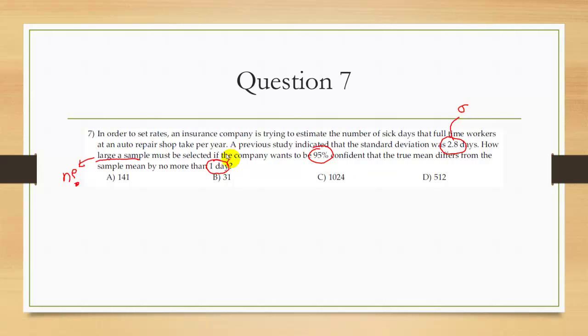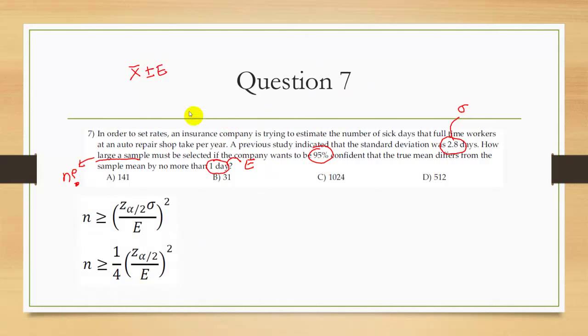All right, so remember when you do your calculation for a confidence interval, it's X bar plus or minus some margin of error. So we're adding and subtracting the margin of error. And here they're talking about adding and subtracting 1. So that means this 1 day, that's our margin of error. So we have sigma, we want to know n, and we have a margin of error.